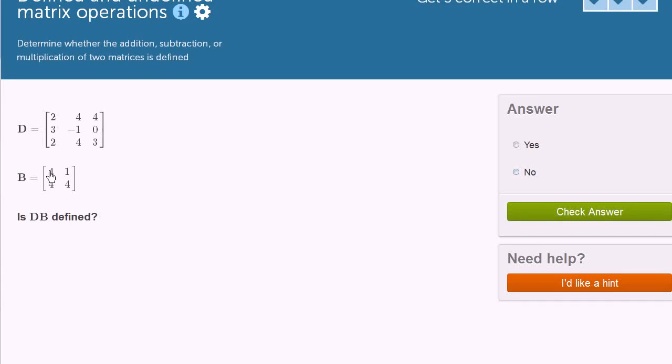So we have matrix D and matrix B, and they ask us, is DB defined? Is the product D times B defined? So D times B is going to be defined if, let me make this very clear, and this is how I think about it.